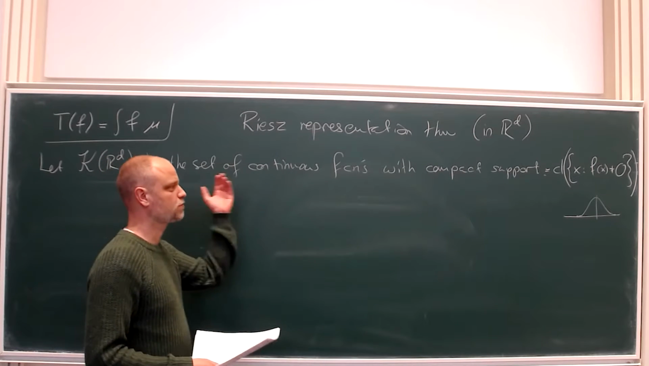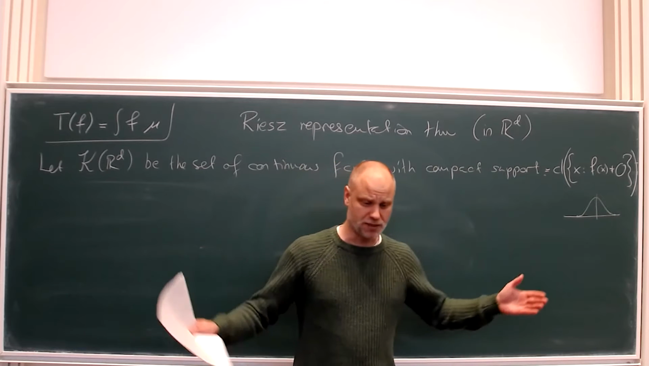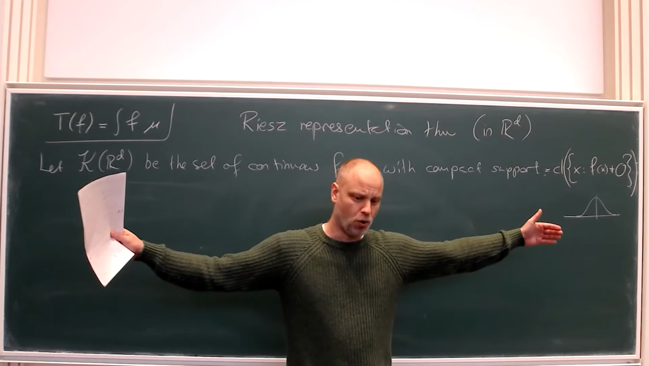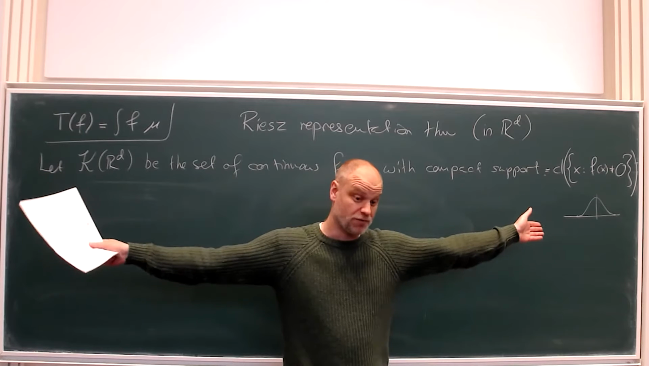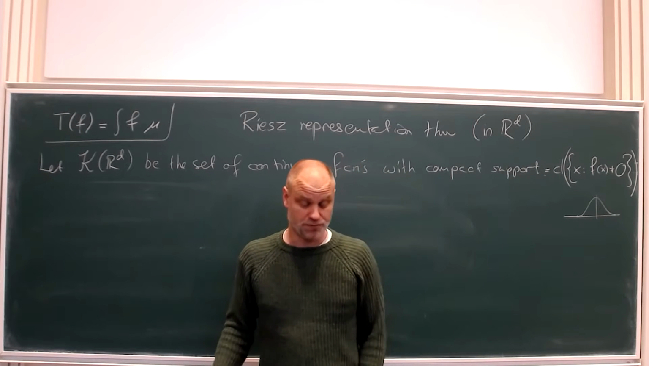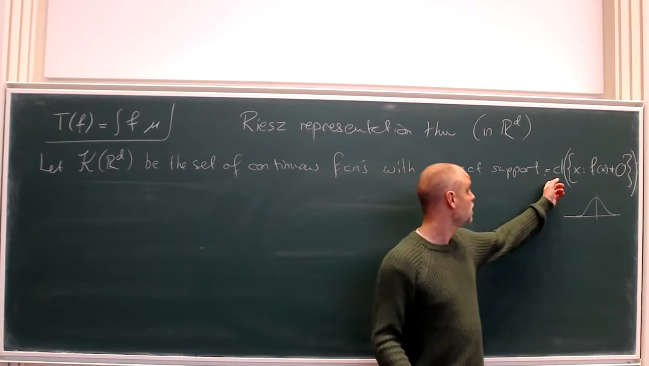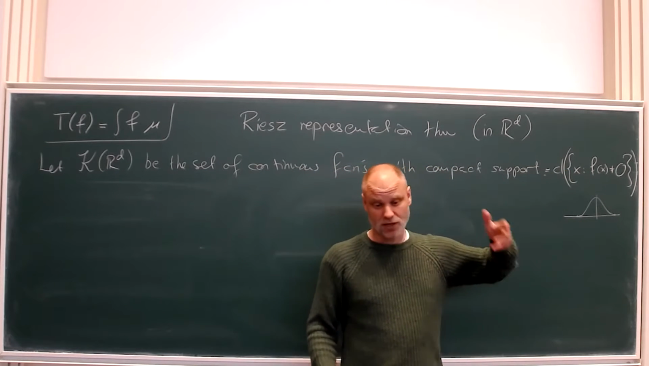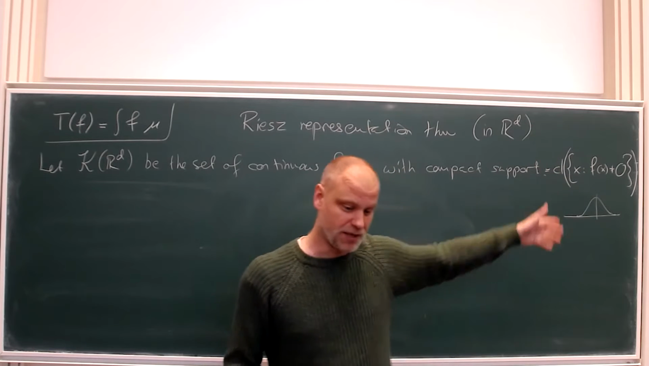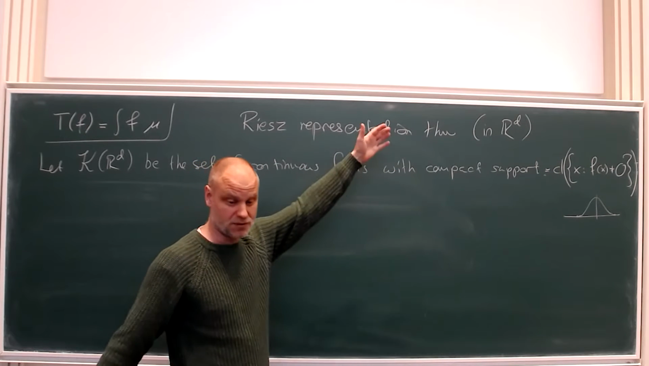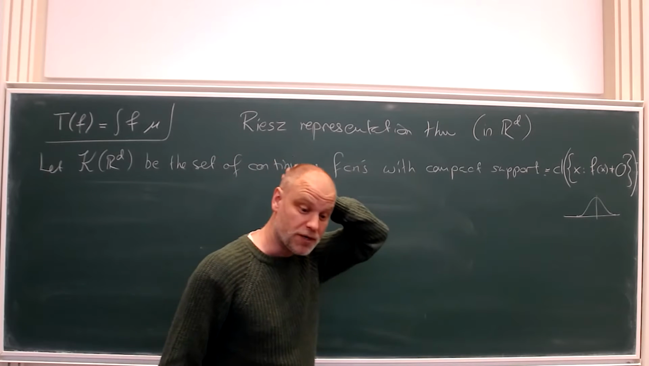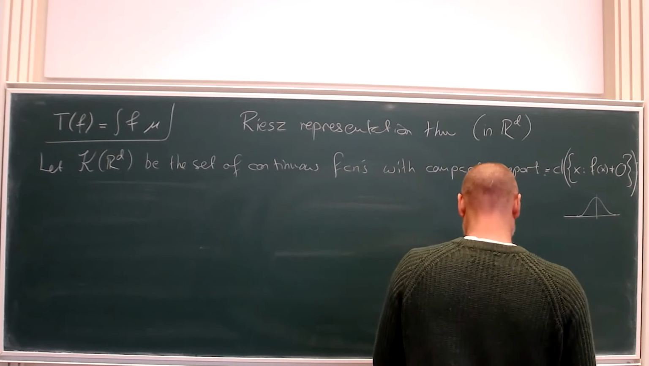So continuous functions with compact support just means that inside some big ball is where all the action happens. Outside of that big ball, the function is 0. That set is closed because we took the closure. So compact support just means that the support is actually bounded, at least in R^d.